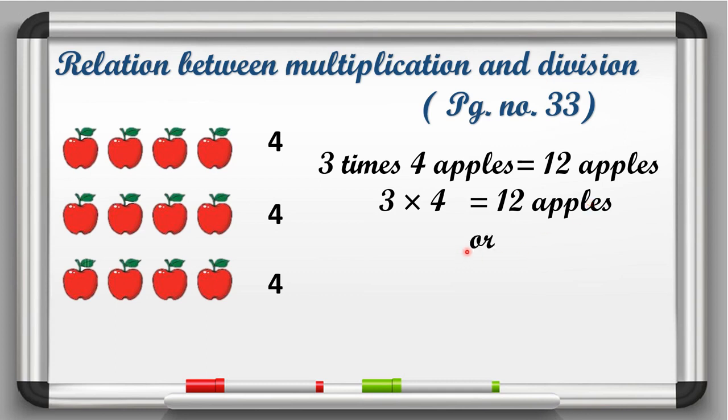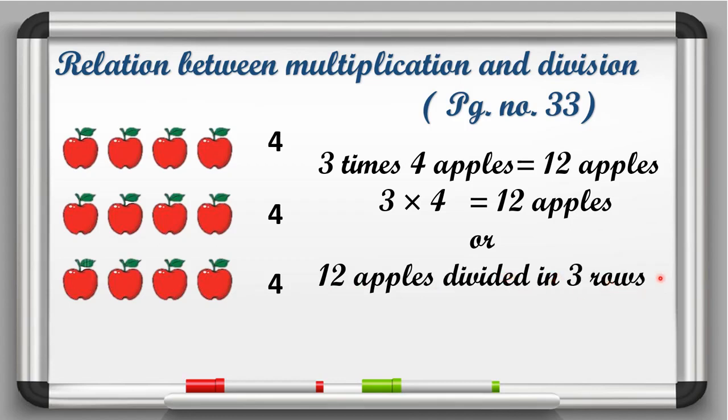Okay. In another way, we can write it as 12 apples divided in 3 rows. Agar hum in 12 apples ko 3 rows mein divide kar rahe hain, so in each row, how many apples are there? 4. So we can write it like this: 12 divided by 3 is equal to 4. Understood, beta?